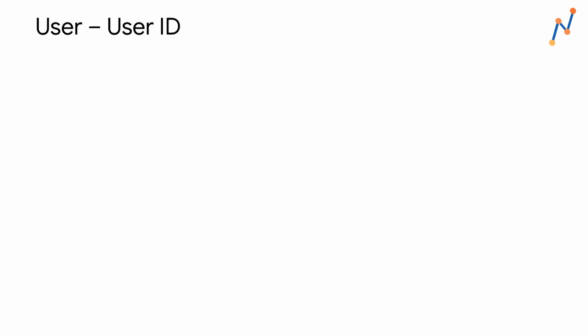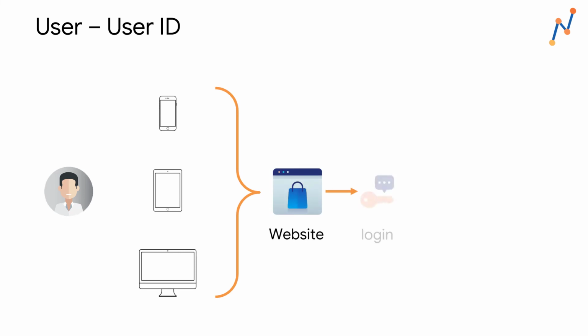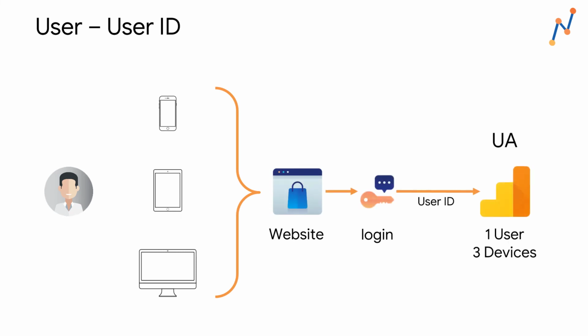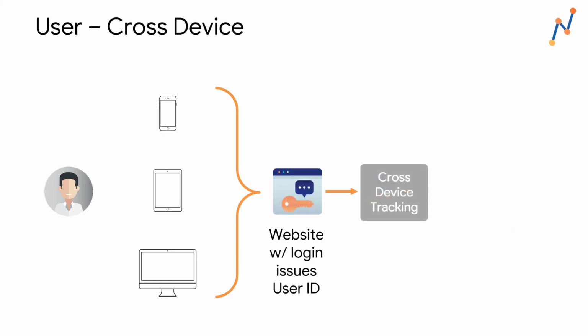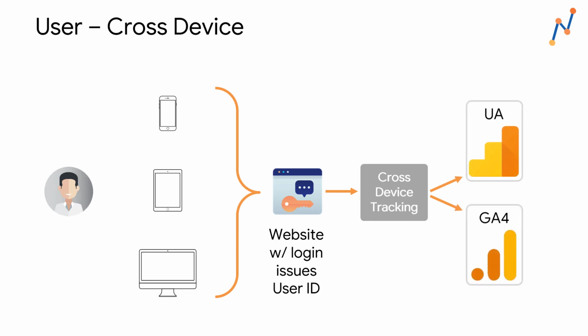Now that you know the basics about user ID, it makes perfect sense that a logged-in user browsing a website with 3 different devices will result in 1 user and 3 devices in Universal Analytics as well as in GA4. In addition, issuing a unique ID and using it as a user ID also enables Google Analytics to recognize the user across devices. And this feature is called cross-device tracking, which is available for both Universal Analytics and GA4.